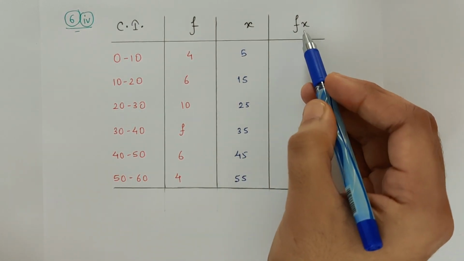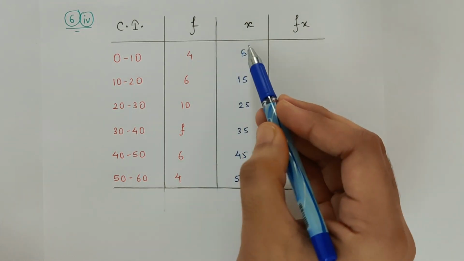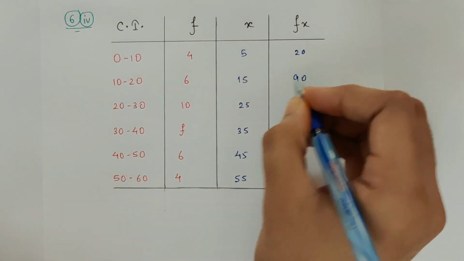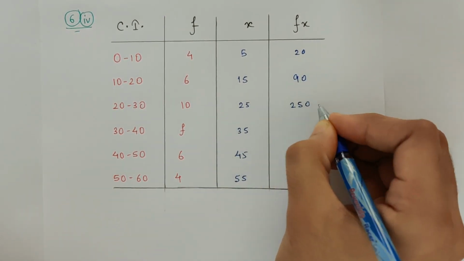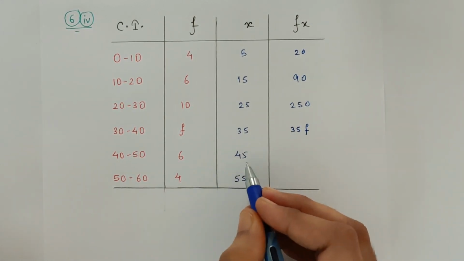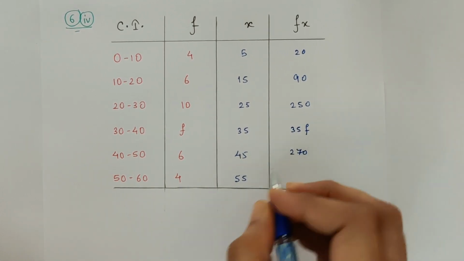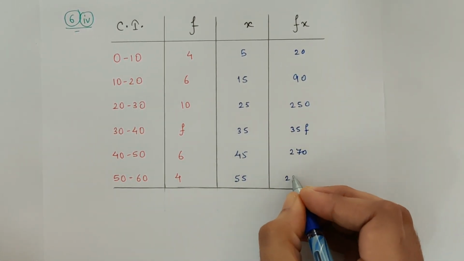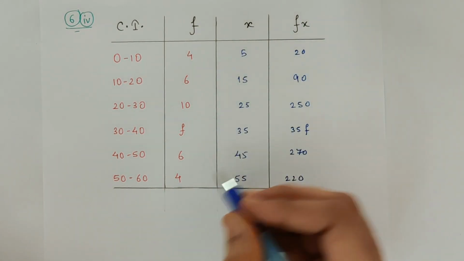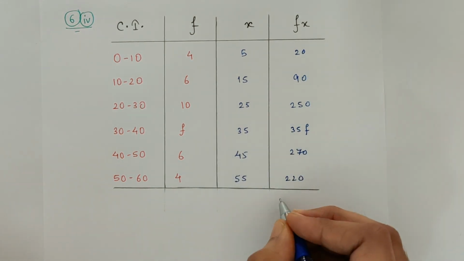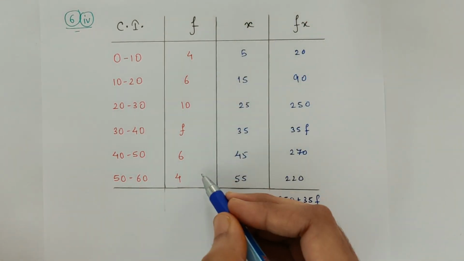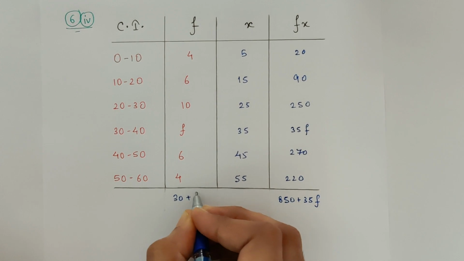Now let's find fx, which is the product of f and x. So 4 5s are 20. 6 15 is 90. 10 into 25, that's 250. f into 35, that's 35f. 6 into 45, that's 270. And 55 into 4, that's 220. Now let's find the summation of fx and f. So guys, for fx we have 850 plus 35f, and for f we have 30 plus f.